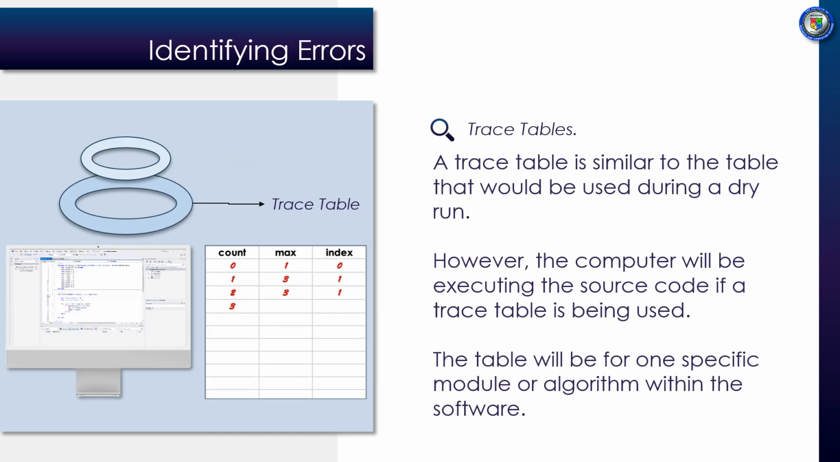The second debugging tool we will look at is the use of trace tables. It's similar to the table that would be used in the dry run. However, the computer will be executing the source code as the trace table is being used. The table will be for one specific module or algorithm within the software. We will use this to keep track of the values contained within the variables as the code is being executed.